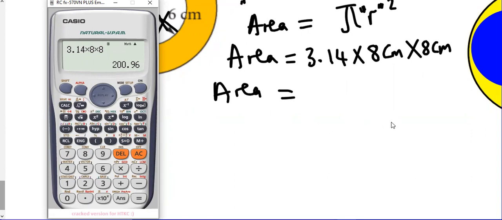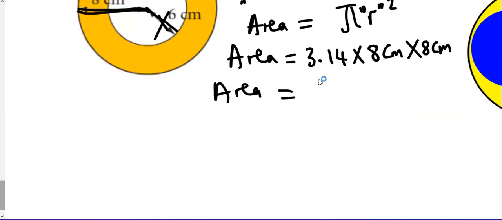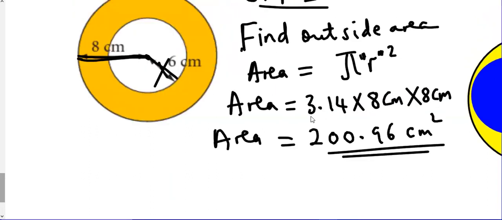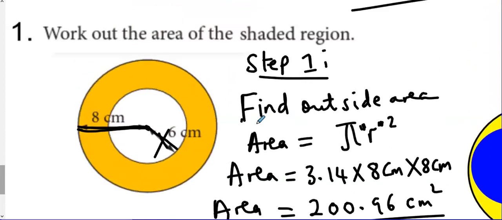200.96. So 200.96, that is the area of the outside shape. So you go ahead writing 200 point 96. Okay, let me correct that. 200.96 centimeters squared. Now this is the area of the outside shape.